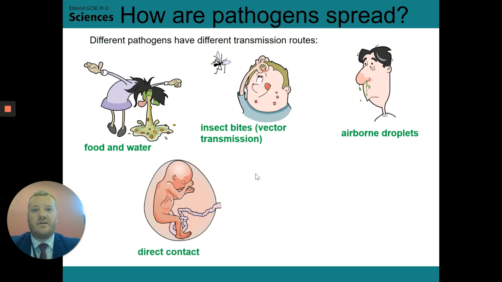Another one's direct contact. I mean, in the diagram there, it's got a baby who will obviously be picking up the infection from the mother, from the direct contact with the mother, but it doesn't have to happen like that. This just means direct contact with an infected person. So you might touch somebody who has a pathogen on them and you pick it up directly from them. It might be through sharing of bodily fluids. So I'm thinking of sexually transmitted disease there. That's an example of direct contact.